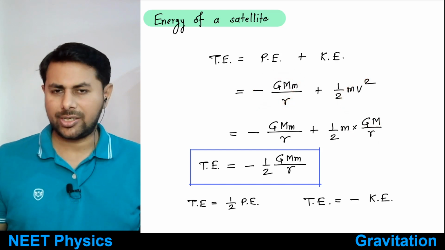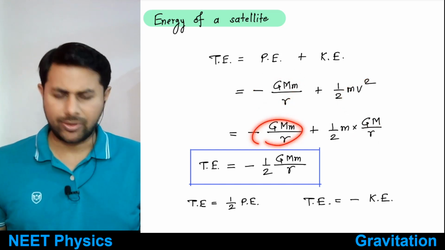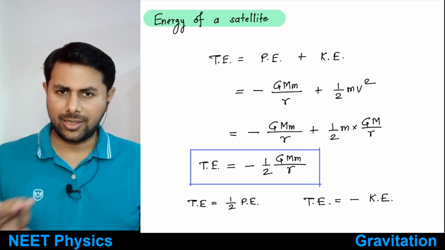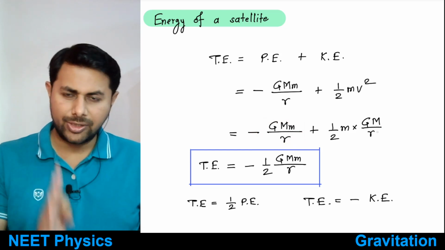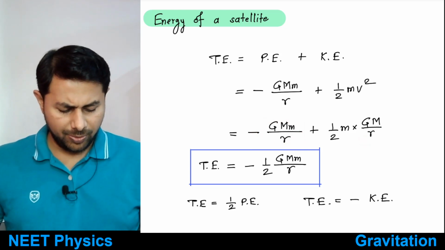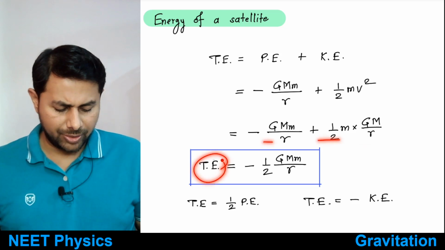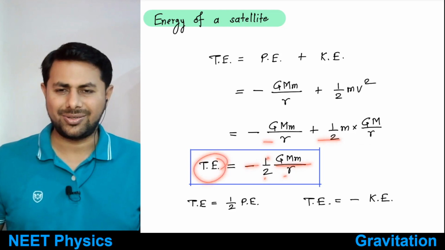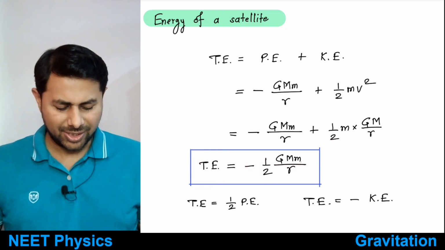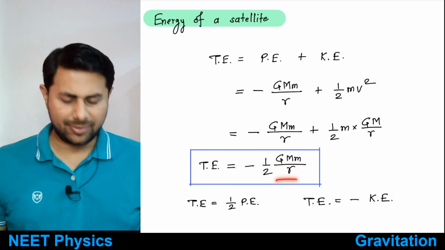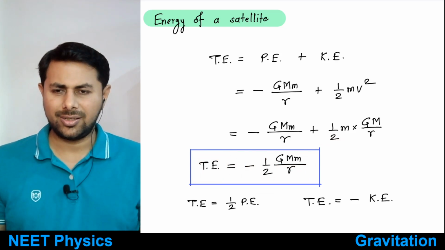You remember this thing also and this thing also. What is the potential energy of a satellite? Minus GMm over r. We should remember the kinetic energy too: it is half of GMm over r. If you add it up, you get total energy equal to minus half of GMm divided by r. Total energy is just equal to minus half of GMm divided by r. Is this clear?